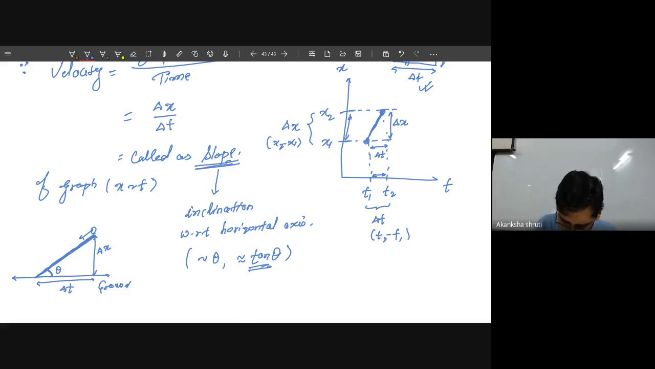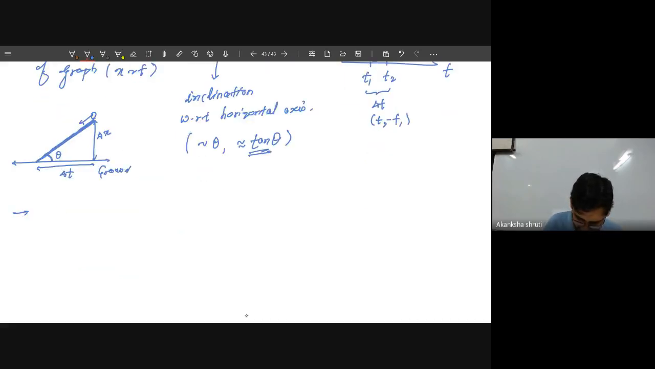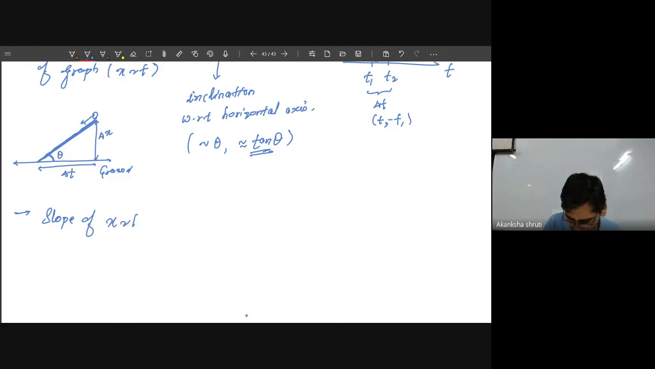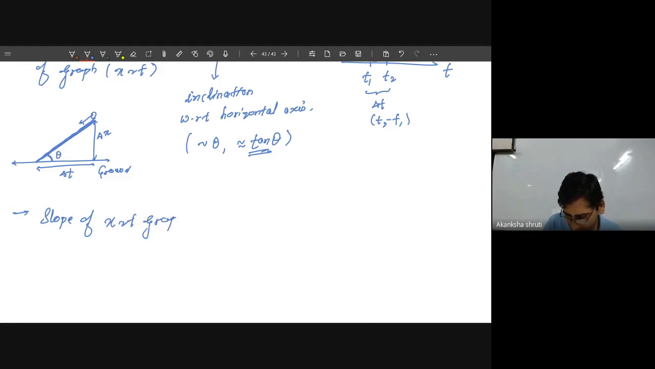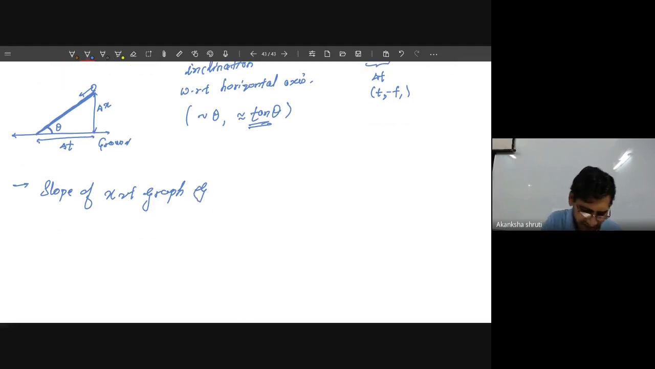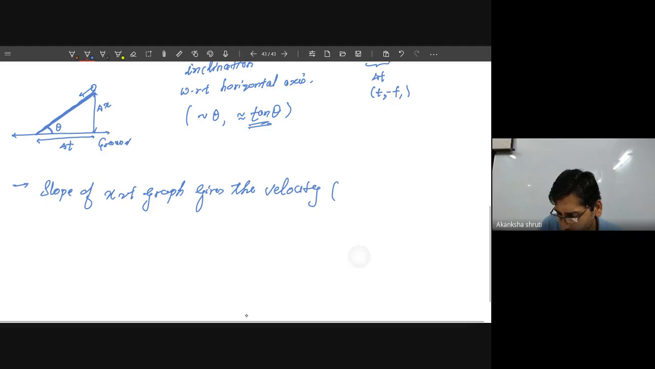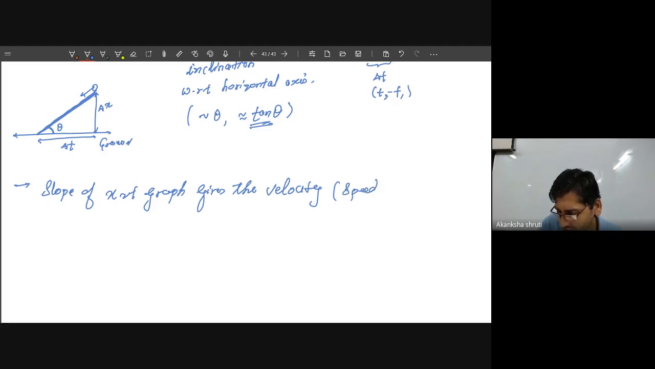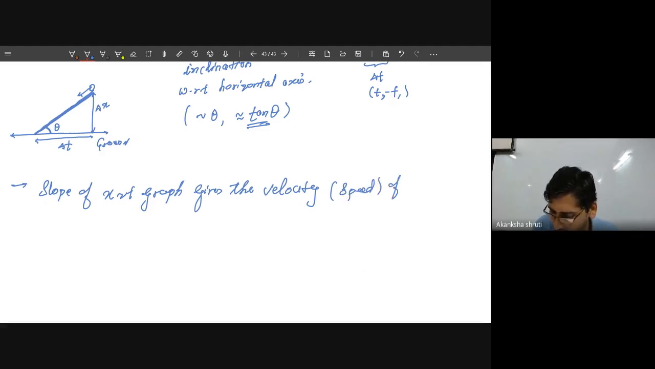But at your level, the term slope itself is enough for you, and you have to just understand, take the vertical length by horizontal length. You have to take. So write the point: slope of x-t graph gives the velocity, or even the speed, the method is the same, of a body.